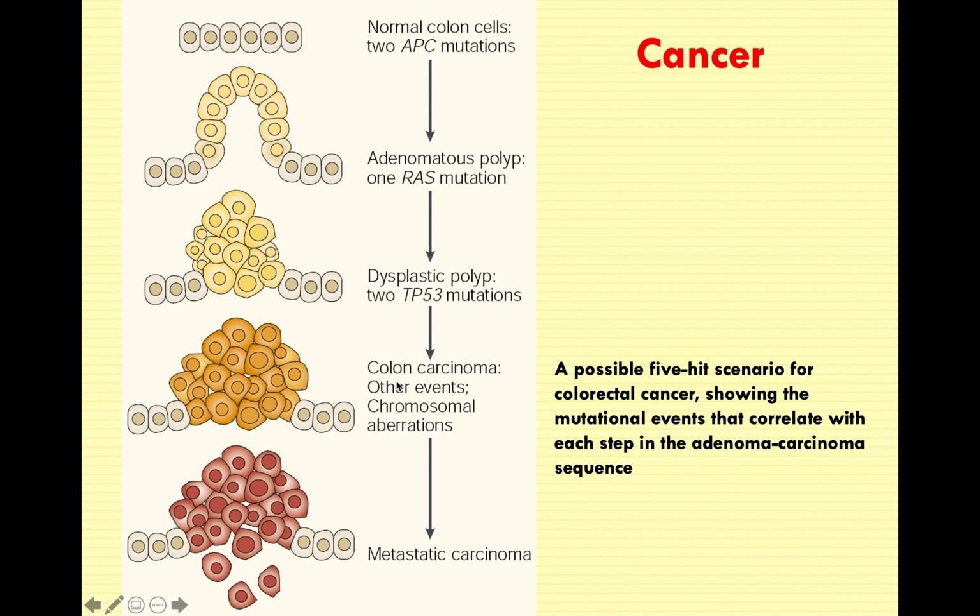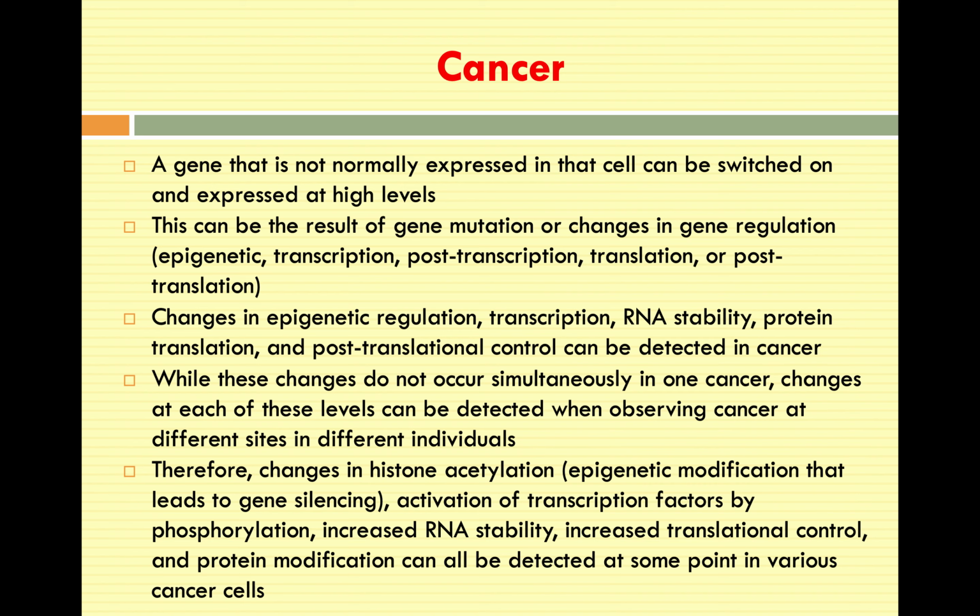Later on, as it progresses, it divides uncontrollably, so we get colon carcinoma, and other events could also occur, such as chromosomal aberrations, which means uncontrolled cell division. This would later lead to metastatic carcinoma, which means cells that have progressed into cancer have probably spread to other parts or nearby cells.